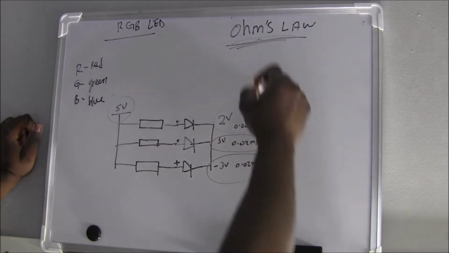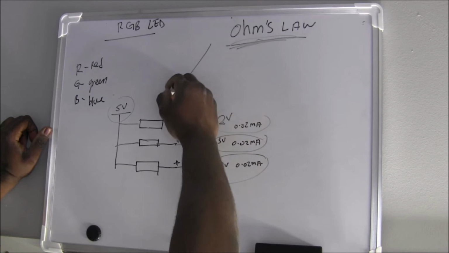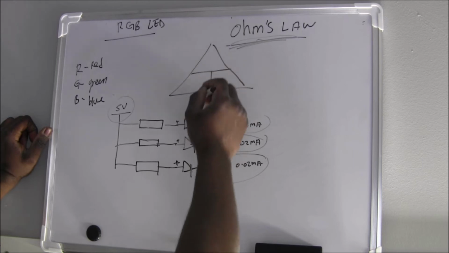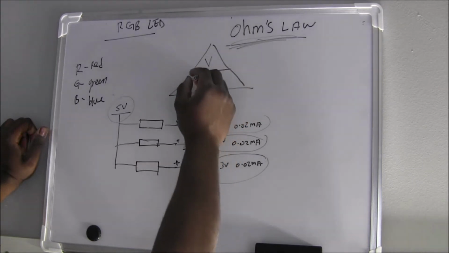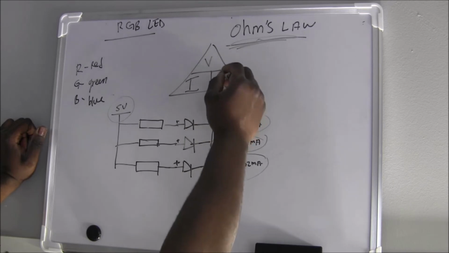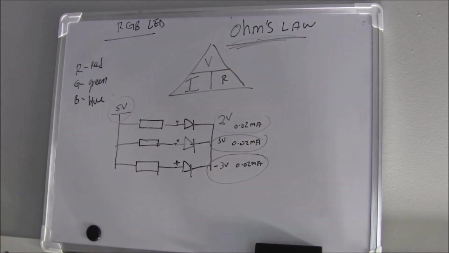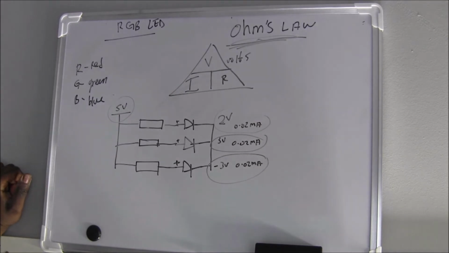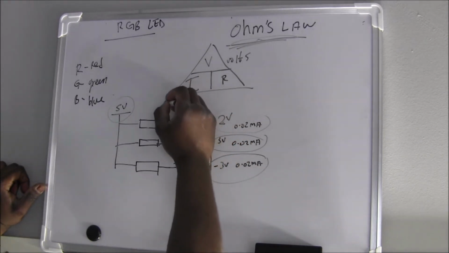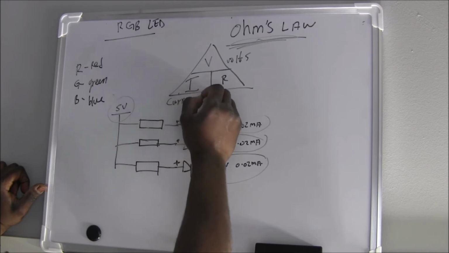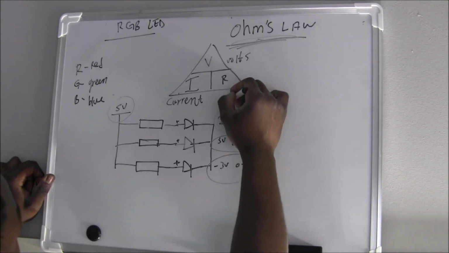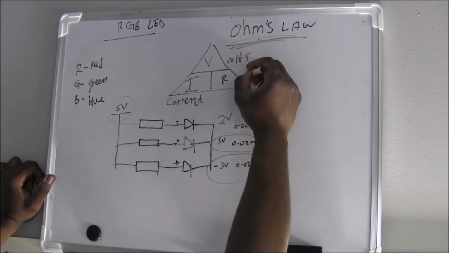Ohm's law is going to be a triangle, divided like so. The first one is volt, this side we have the current, and this side we have the resistance. Let me draw it here.